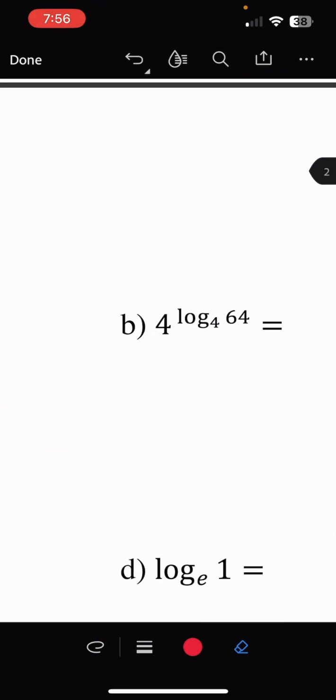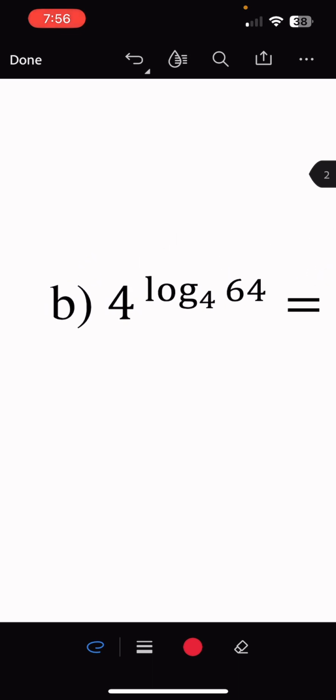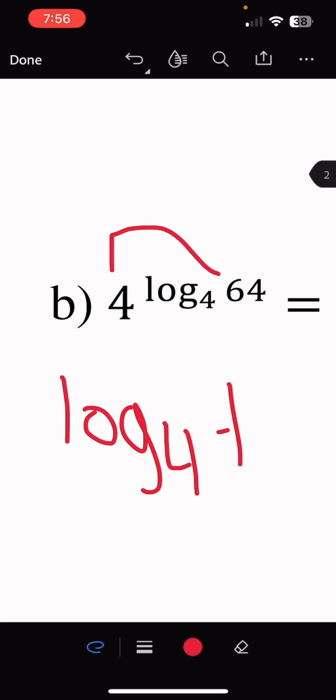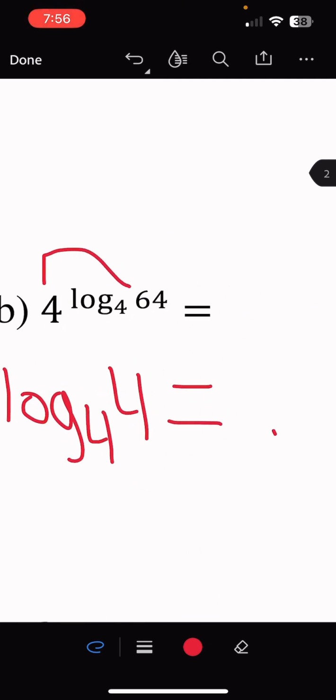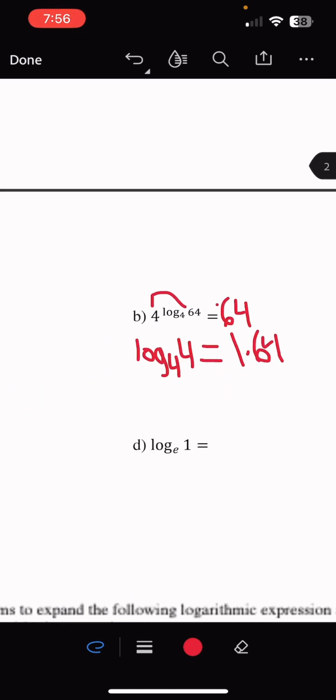Alright, now for this one, 4 to the log base 4 of 64. So what we can go ahead and do is put this one over here. So log base 4 of 4 is equal to 1. And then 1 times 64 is just going to equal 64, so your answer is going to be 64.